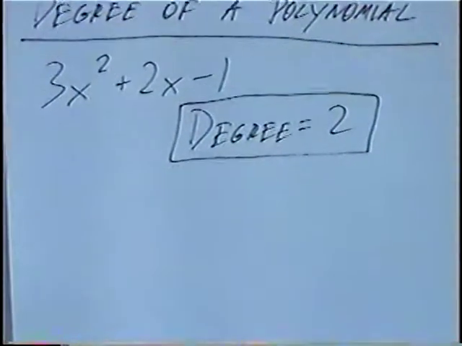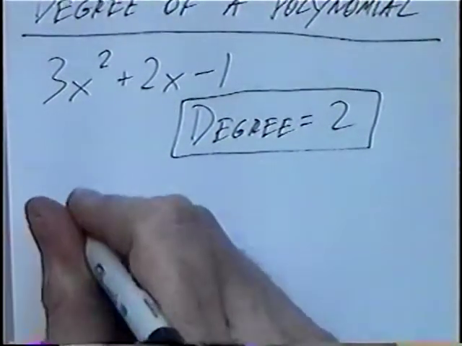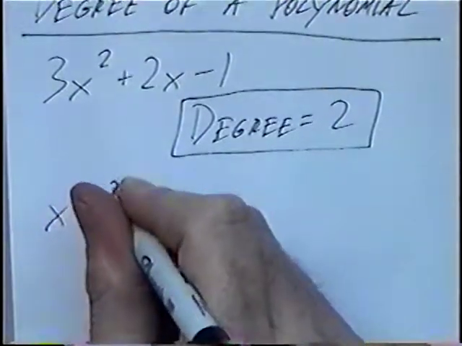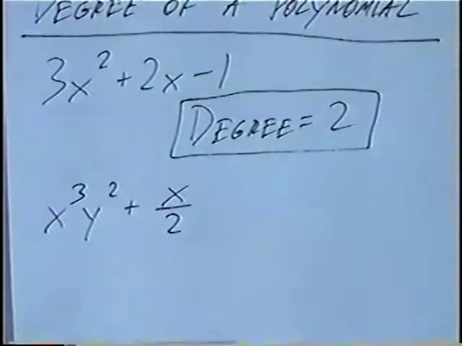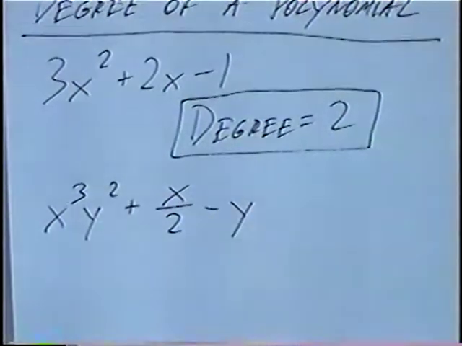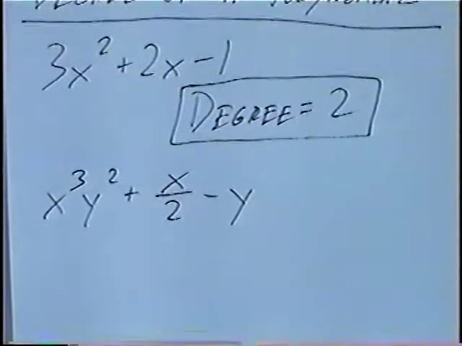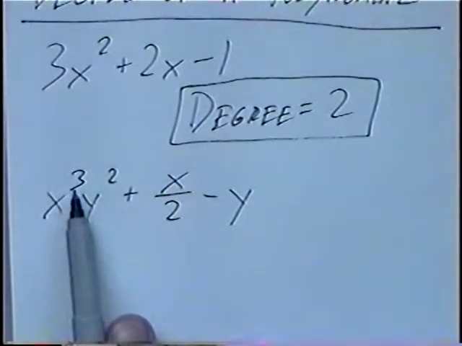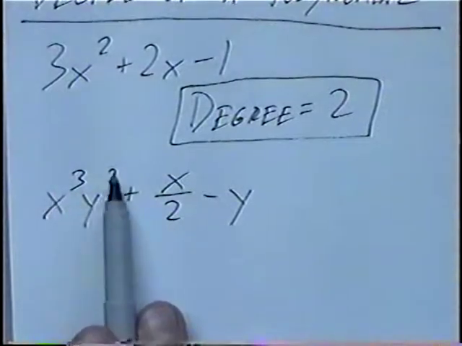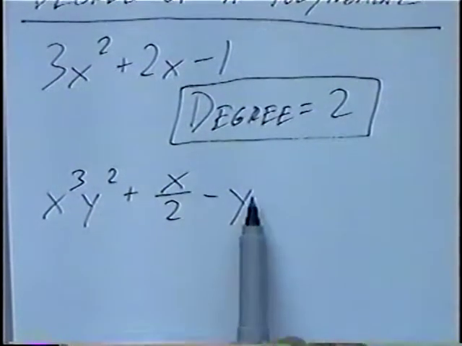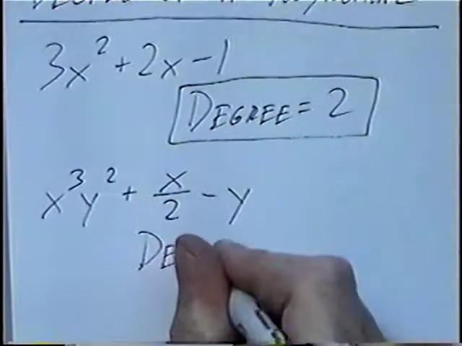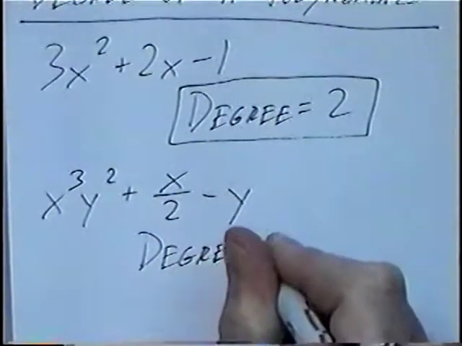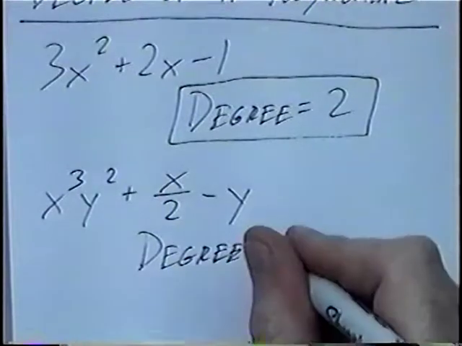Second question, x cubed times y squared plus x divided by 2 minus y. Looking for the degree again. When you have two variables, we can add the exponents together, which would make this an exponent total of 5. The other two terms have an exponent of 1, so the degree for this polynomial would be the exponent total, which would be 5.